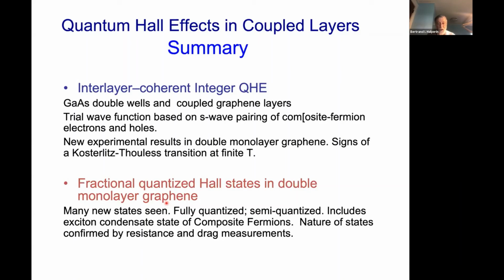And then we see these new fractionalized quantum Hall states in double monolayer graphene, which include semi-quantized states, fully quantized states, and states which involve exciton condensate of composite fermions.